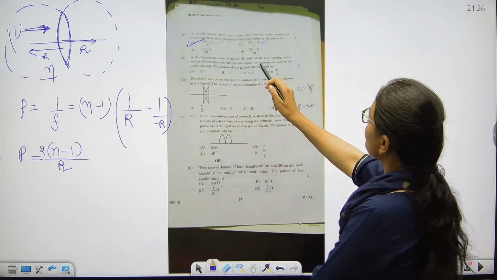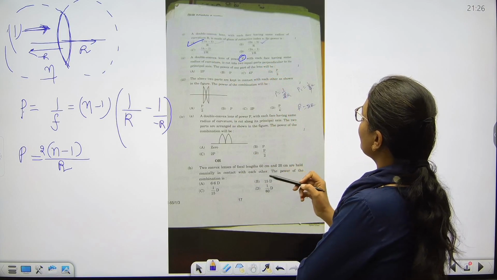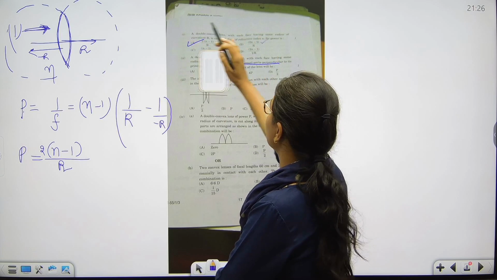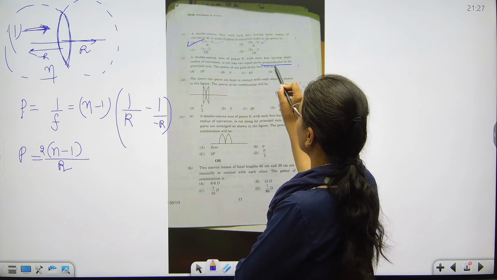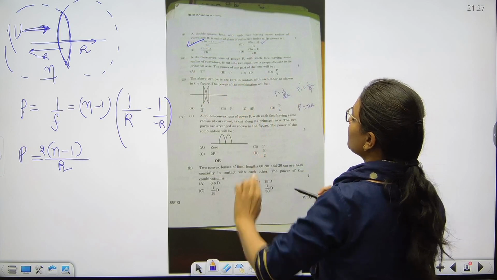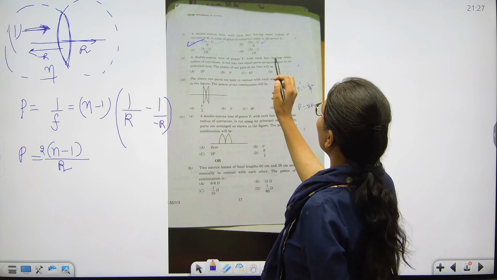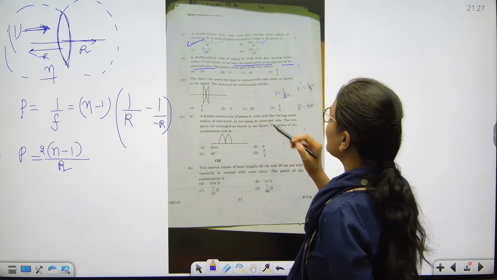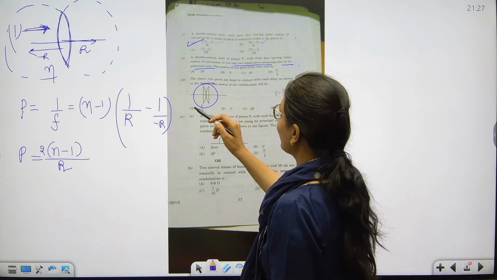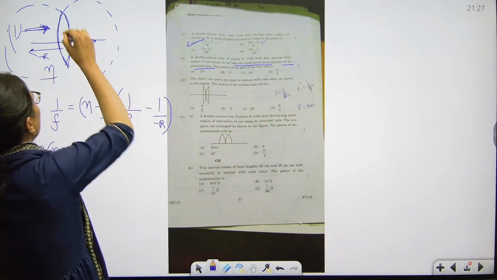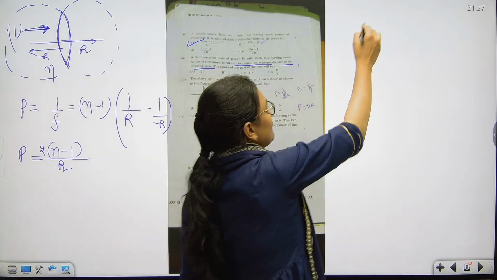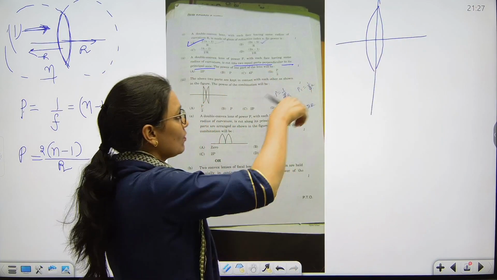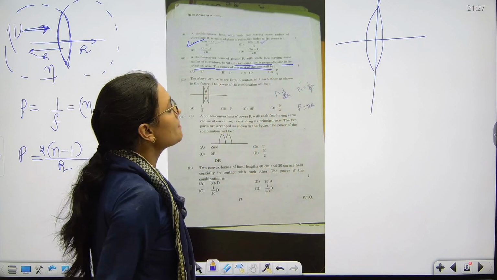A double convex lens of power P, each face having the same radius of curvature, is cut into two equal parts like this. We have just cut it. This is the second question. We have cut it into two parts perpendicular to its principal axis. So the diagram is just like that only. This is the lens, this is the principal axis, and you have to cut it perpendicular to the principal axis. The power of one part of the lens will be.